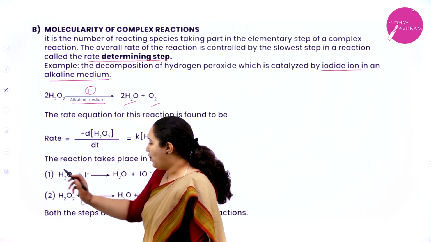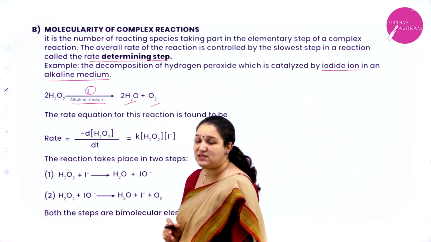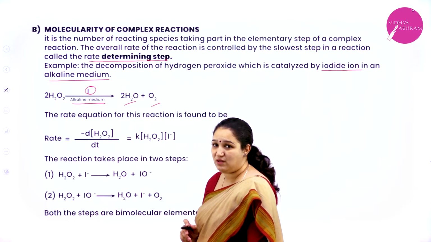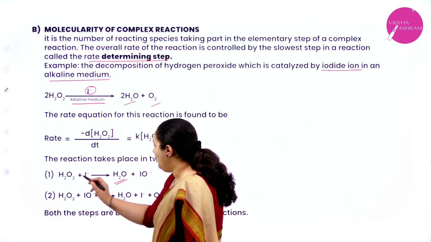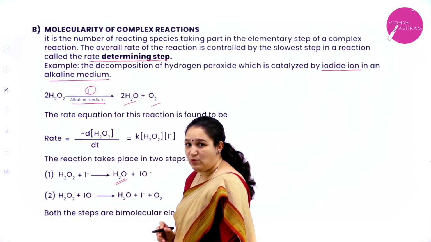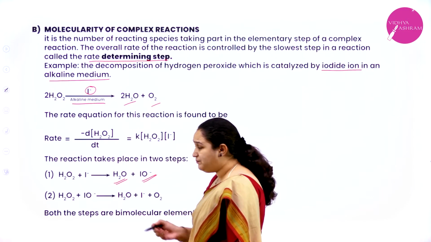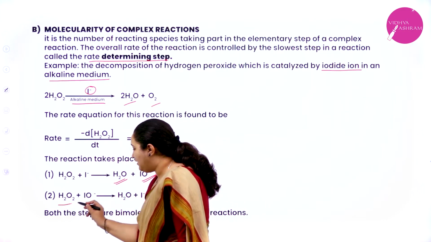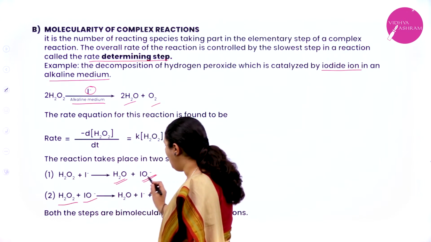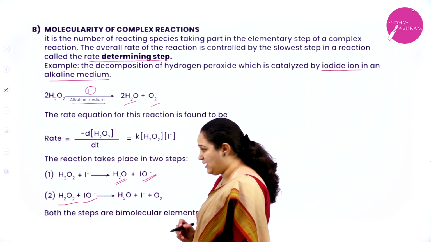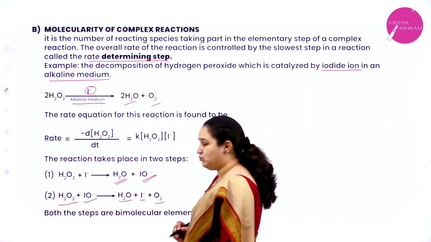So step 1, if you see, hydrogen peroxide with I minus, that is iodide ion, which is added as a catalyst, it will form H2O and one oxygen gets transferred to I minus to form IO minus. Okay. In step 2, I have the next molecule of hydrogen peroxide reacting with IO minus, which was formed in the first step, to give H2O, I minus and O2.